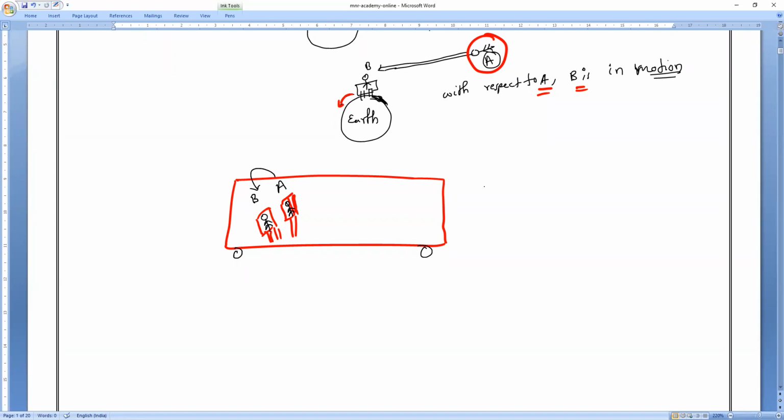Everybody, yes, please. With respect to A, B is in what, guys? B is in a state of rest. Why? Of course, the train is moving. I'm not saying that the train is not moving. The train is moving. But what is happening here? Both are in the same train, yes or no? Same surface. Of course, the train is moving, but they are in the same position.